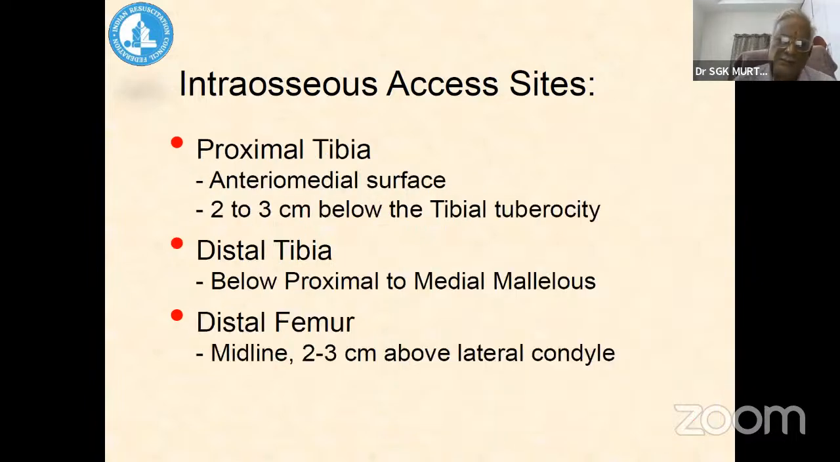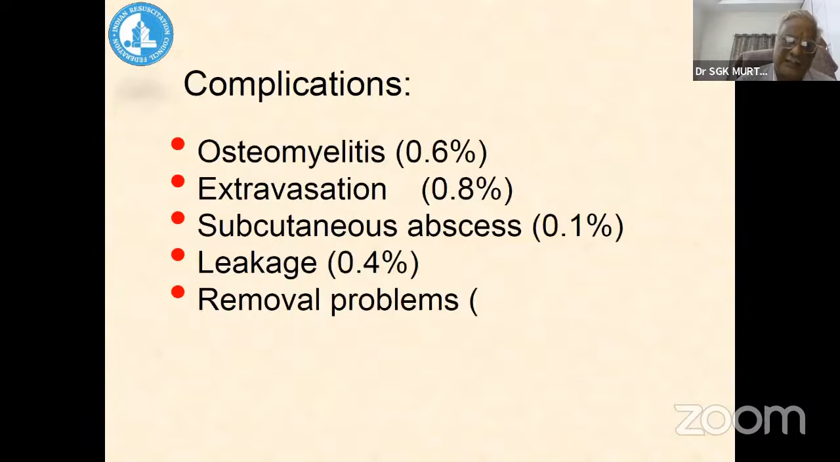Next, these are the areas I told you: the proximal tibia, about 2 centimeters below the tibial tuberosity, the distal tibia about the malleolus, and the distal femur also, where it can be introduced. And there are some complications. In an IV line, because the muscles will contract, there will not be any leak. It will keep the area approximated, but here there is nothing, the bone is all open, and leakage is possible.